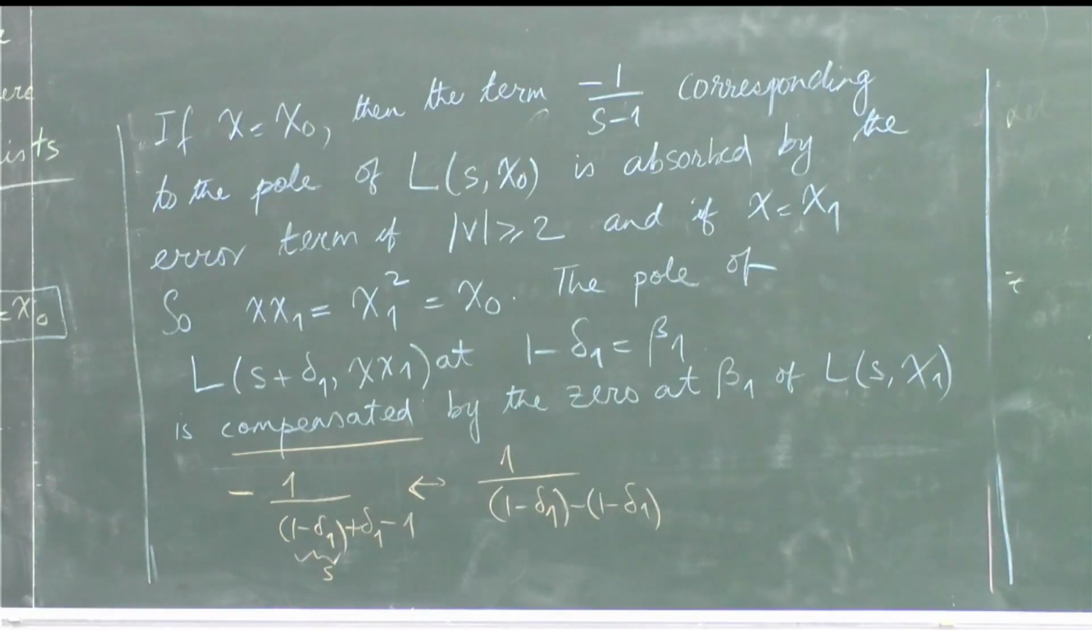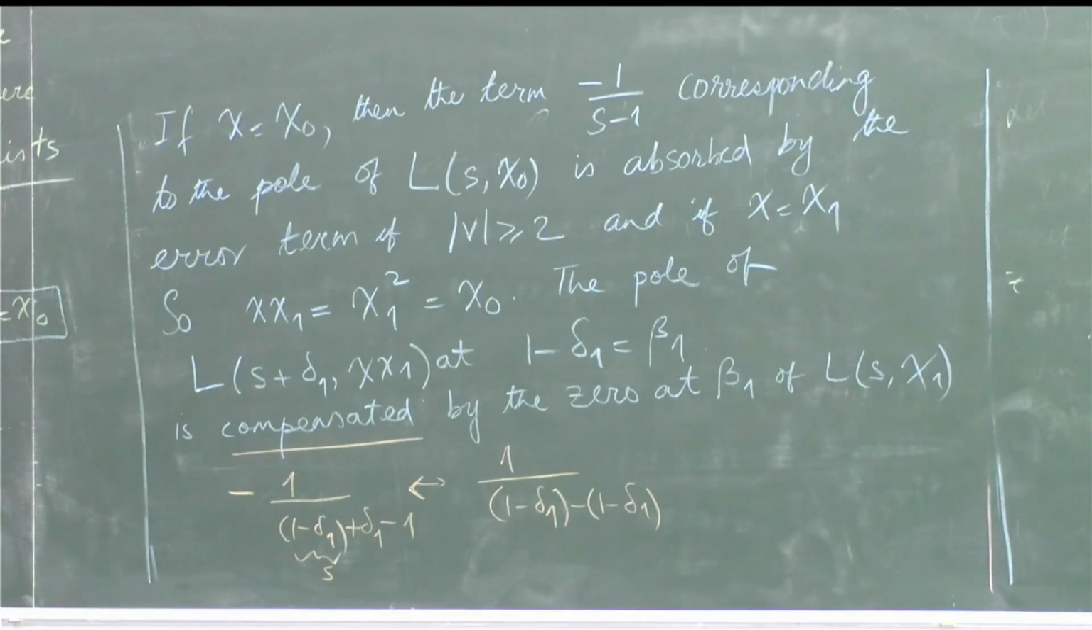This is not clear, like, which one? The whole sentence for chi equal to chi naught. The first term, 1 by s minus 1, corresponding to the pole of L(s, chi), is absorbed by the error term, because it enters into the error term. And if chi is equal to chi1, then the pole and the zero cancel each other. So what's the problem with that?